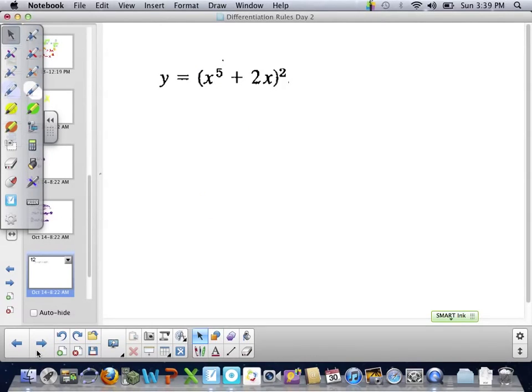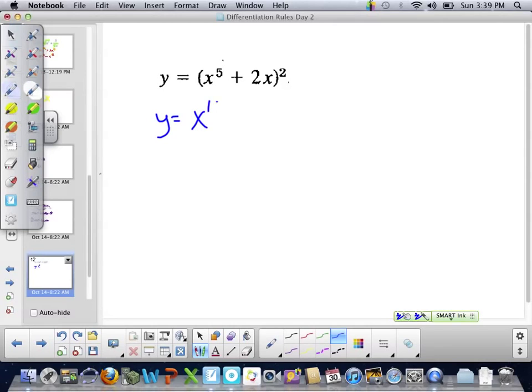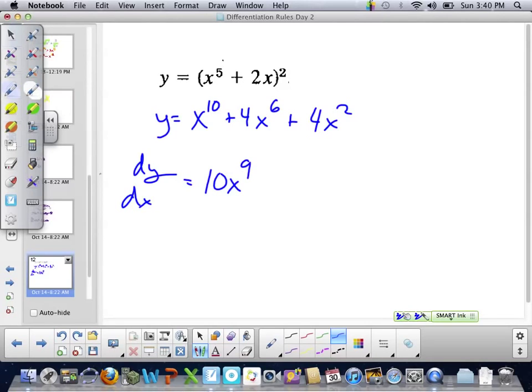Okay, same problem, different appearance. It's being squared, so we need to FOIL it out. If you remember the shortcut for squaring a perfect square, you square the first one, multiply them and double it, so 4x to the 6th plus 4x squared. And from here, we just do our derivative, dy dx equals 10x to the 9th plus 24x to the 5th plus 8x.